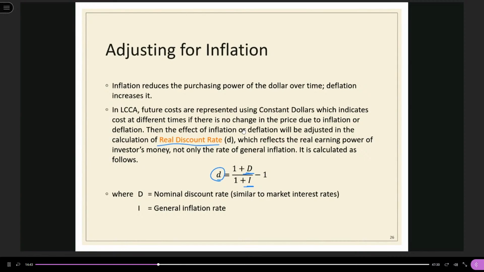If your earning power is larger than the inflation, then the D value will be a positive value. But if your earning power is less than the inflation, then this D will be a negative value. For life cycle cost analysis, D should be positive because money spent today is worth more than money that you spend in the future. So D should be a positive value.